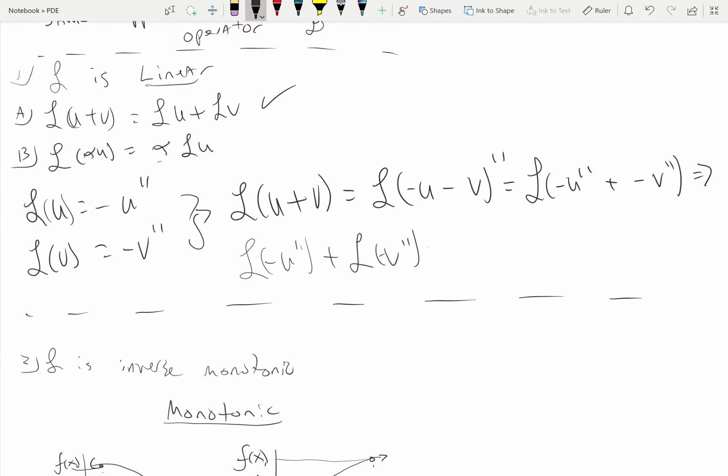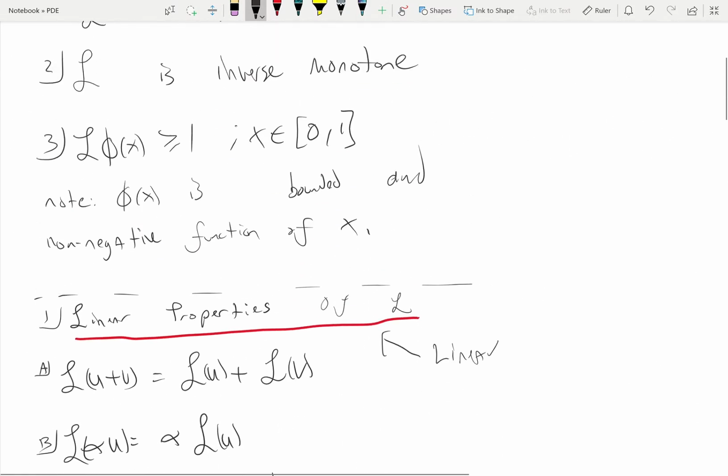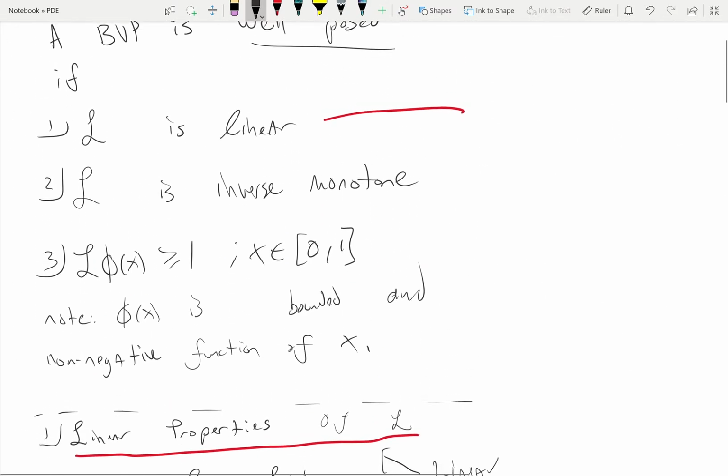Now to finalize it, I'll do the alpha. Say that alpha is equal to negative 1. This implies that we get negative L of u double prime minus L of v double prime. So that checks out the linearity. Now this is a theoretical approach, so we're going to stick with this because it's going to matter later. This is going to be the left-hand side of our equation in just a moment. So I'm going to go back up, and now we're going to talk about inverse monotone.